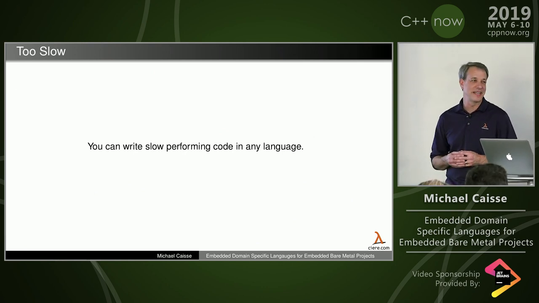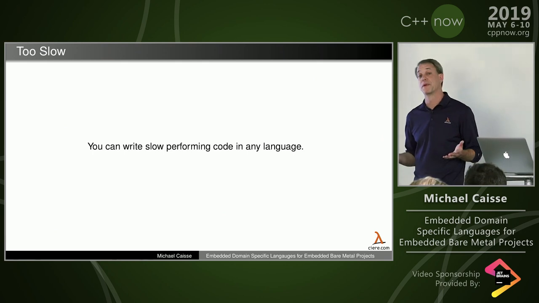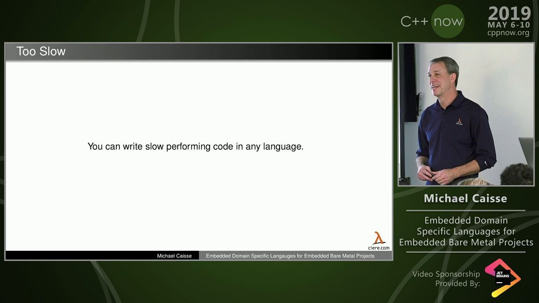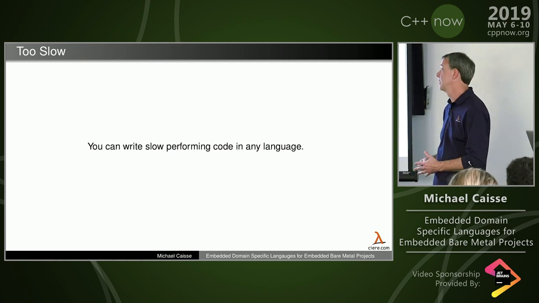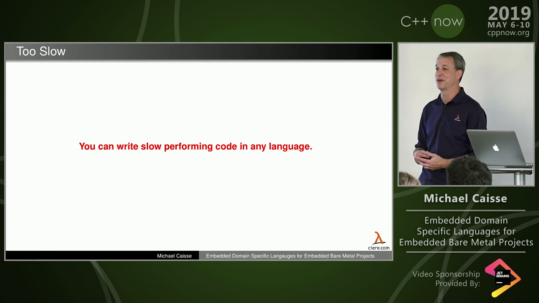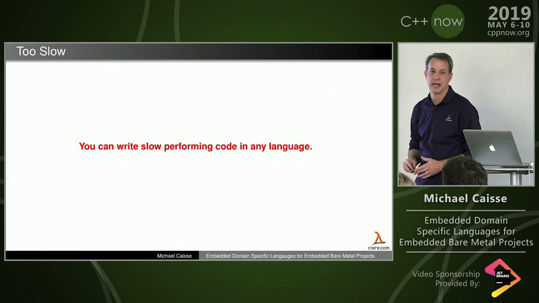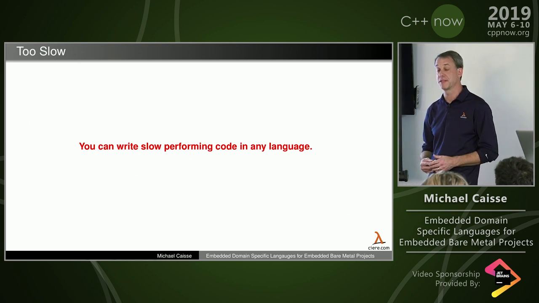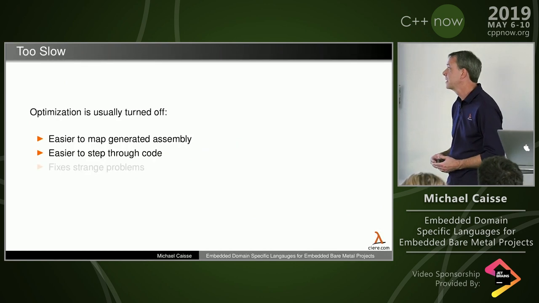So yeah, you can write slow performing code in any language, right? That's easy to do. And we probably have all experienced that. That's not a language issue all the time. In fact, just for emphasis, we could pick any language and do this. If you use a language incorrectly or use the incorrect idioms, you're going to end up with something that's slow. That's kind of the way it's going to happen.